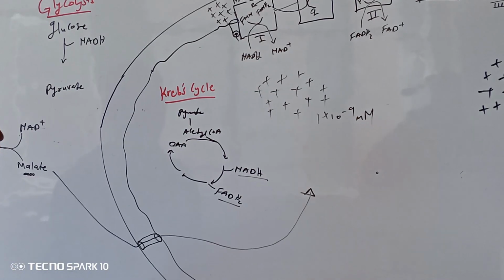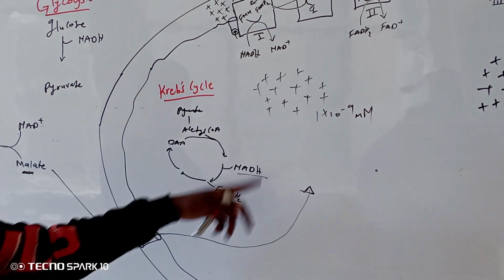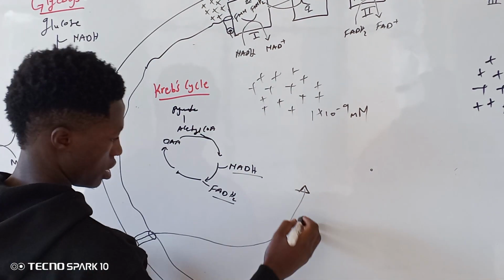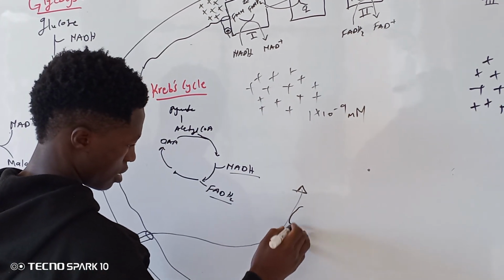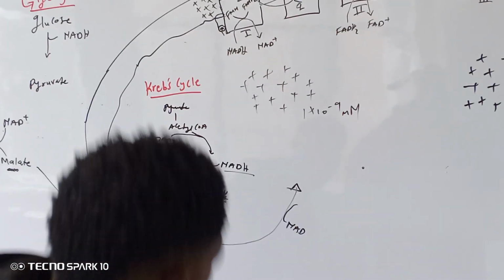Inside the mitochondria, remember, it has the electrons. So it's going to deliver the electrons inside the mitochondria, and the electrons are going to be taken by NAD plus. Let me have this picture.